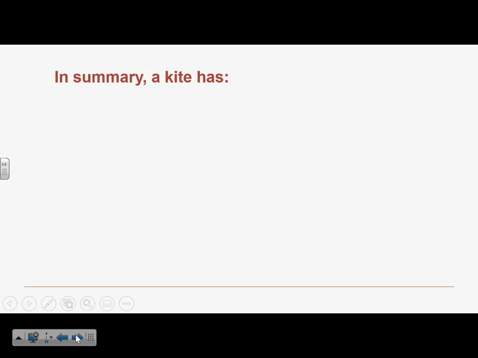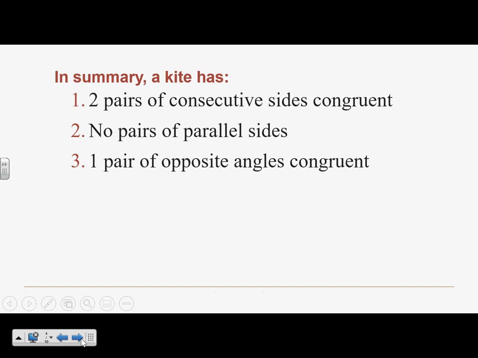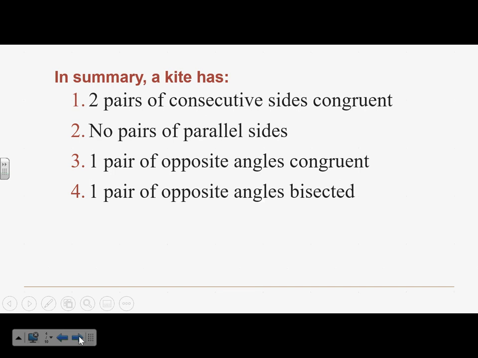So in summary, the kite has two pairs of consecutive congruent sides, no pairs of parallel sides, one pair of opposite angles that are congruent, one pair of opposite angles bisected, and again, that's bisected by the diagonal, and perpendicular diagonals.